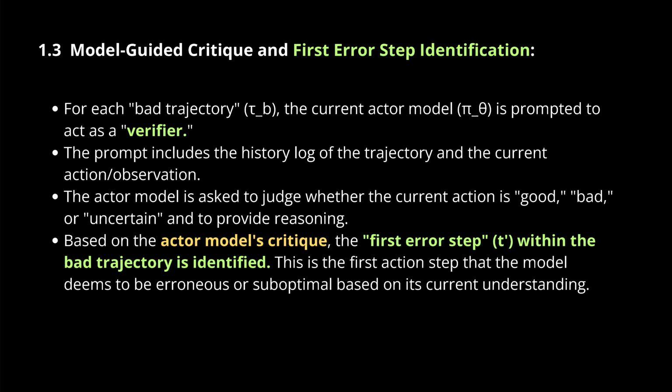This is the new idea. So for each bad trajectory that is below the parameter beta, the current actor model or policy is prompted to act now as a verifier. You have the complete history log of the trajectory, beautiful. And then the actor model is asked to judge whether the current action is good, bad, or neutral, or uncertain, or whatever you like. So plus, minus, 0. And based on the feedback, the first error step within the bad trajectory is identified.